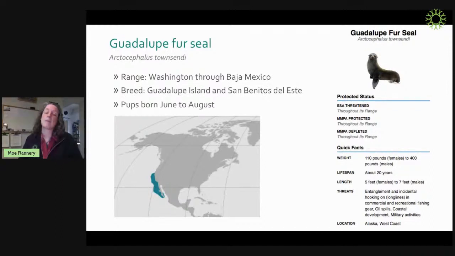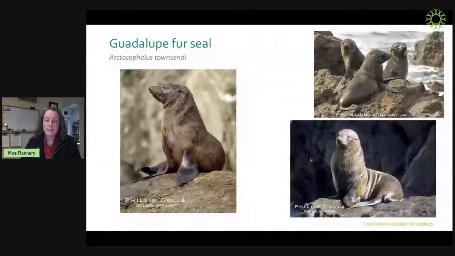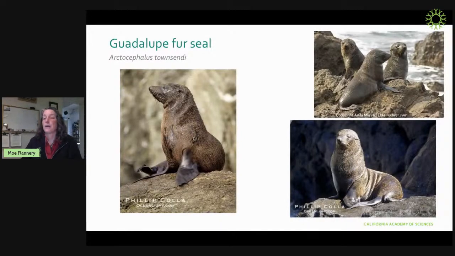The adult males may weigh about 400 pounds and are 7 feet long, and the females are about 110 pounds and 5 feet long. They're pretty petite, those females. Pups are born from May through July, and they spend about 9 months with their mothers, which is similar to California sea lions. So Guadalupe fur seal, similar to the northern fur seal, they have that really thick, luxurious coat, which was also part of them being hunted as well.